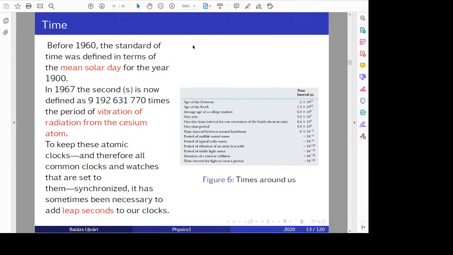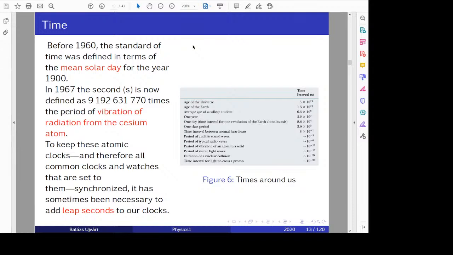Also, the length of the year can be slightly different, and therefore deriving the unit of time from the solar day is pretty imprecise. They use the vibration of the cesium atom. This is the so-called atomic clock, and you can buy your own clock which is synchronized with some atomic clock, and therefore you can keep your time very precisely.